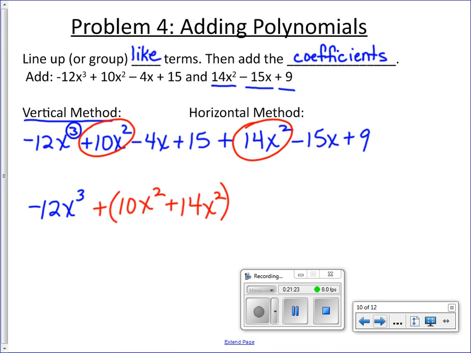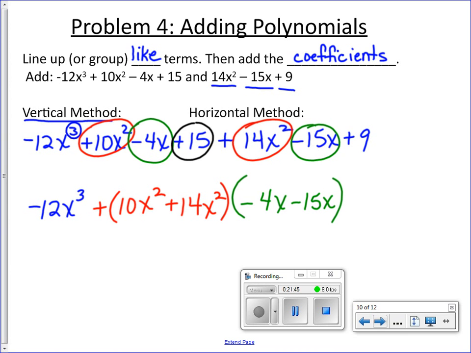And here I'm grouping them horizontally together. Then I notice my next power would be a power of 1, so I have a minus 4x and a minus 15x, and I'm going to group those together. All right, and then finally I have a plus 15 and a plus 9, which would be plus 24. Oops, well, let me write it out. I was wanting to jump the gun there. Plus 15 plus 9. All right, so now let's write our answer.